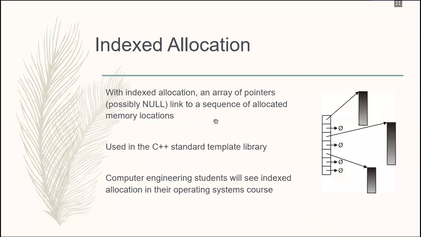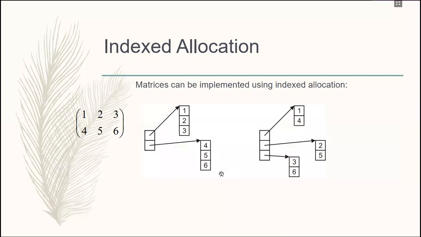Now, indexed allocation is the third option, if you remember. In indexed allocation, an array of pointers, which can be null, is linked to a sequence of allocated memory locations. So you see, this is an array, and each element points to a sequence of memory locations. This is used in the C++ STL, the standard template library, that we were just discussing in the previous video. Computer engineering students will see indexed allocation in their operating system course, where you will talk about its details. And here, in hashing, we'll also talk about indexed allocation.